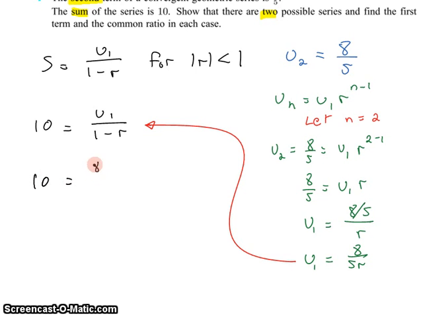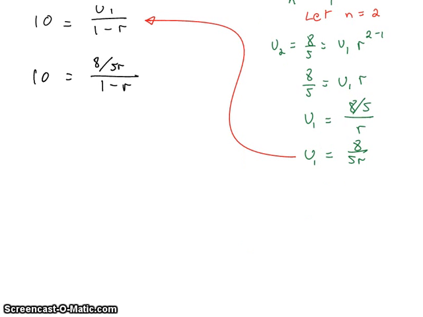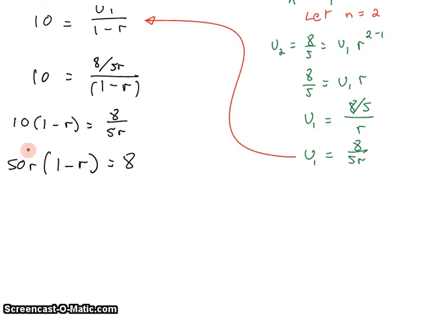10 is equal to 8 on 5r over 1 take r. We just need to solve this for r. So we'll start by multiplying 1 take r across to the other side, and we get 10 times 1 take r is equal to 8 on 5r. Multiply by 5r, and we get 10 times 5r, that's 50r, times 1 take r is equal to 8. Distribute in. 50r times 1 is 50r. 50r times -r is -50r squared is equal to 8.